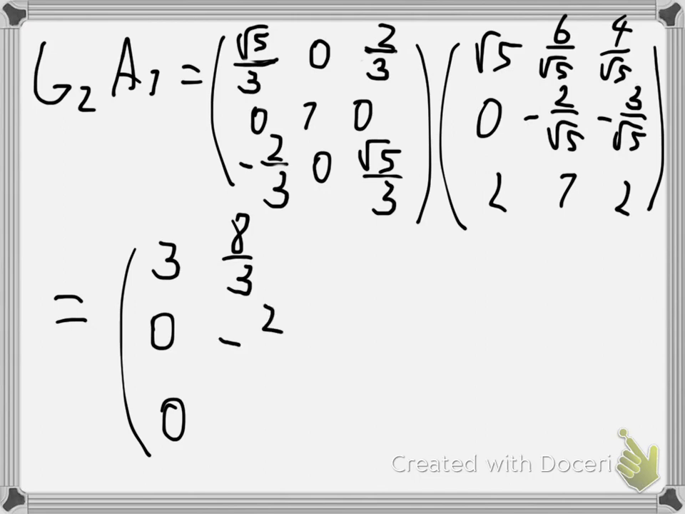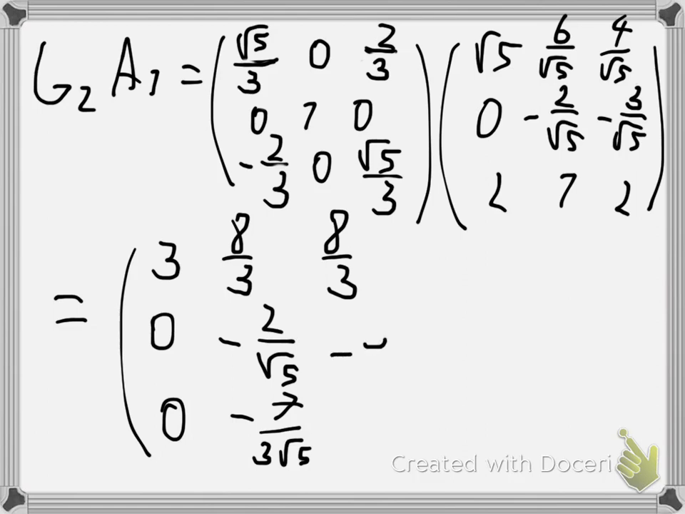negative 2 over square root of 5, and here we will get negative 7 over 3 square root of 5, and so here we will get the following.